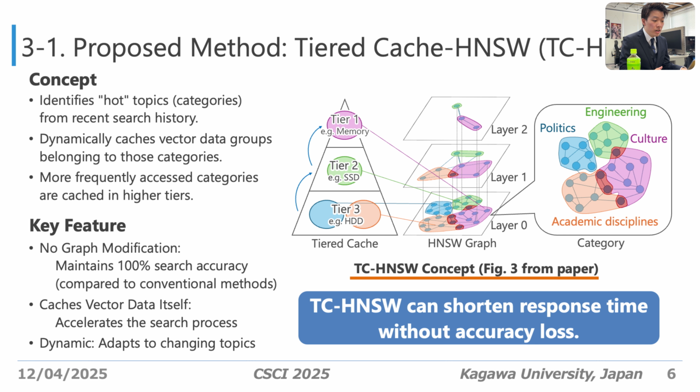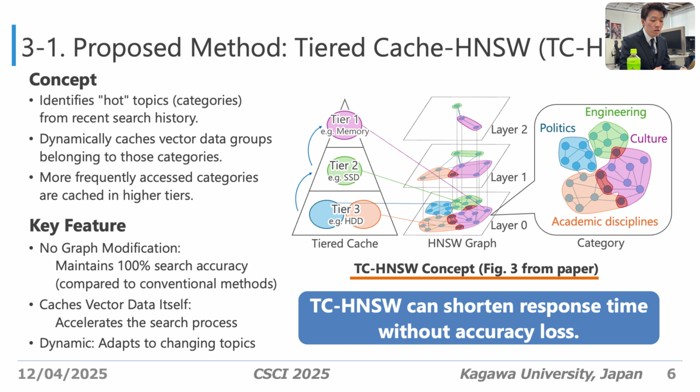Based on this idea, we propose a method called Tiered Cache HNSW, or TCHNSW. Our method uses a tiered cache system. This method requires the dataset to be categorized in advance. The system identifies hot topics or categories from recent search history. Then it dynamically caches the vector data groups of these categories.